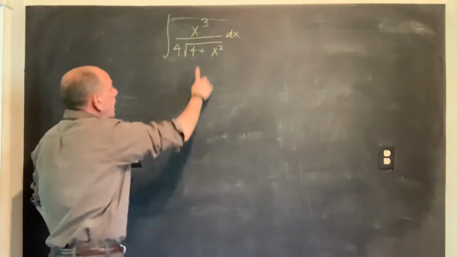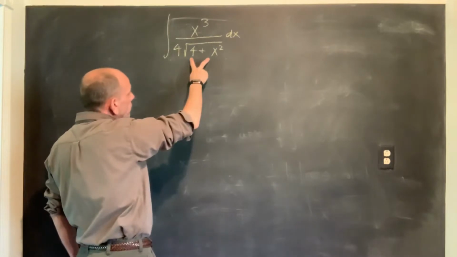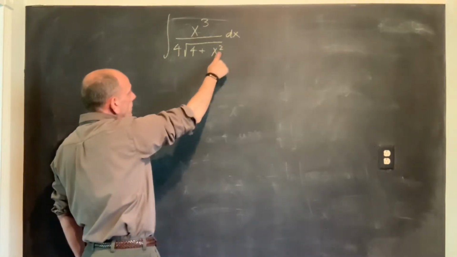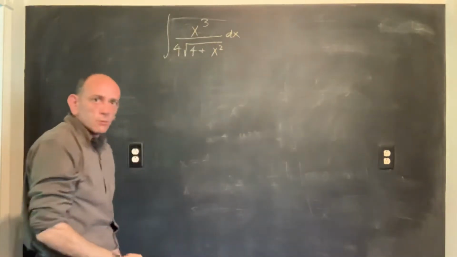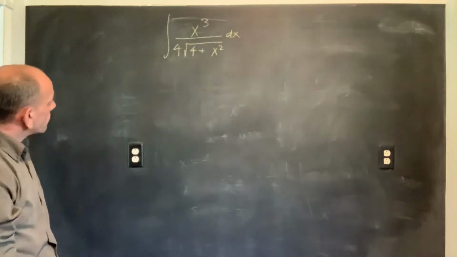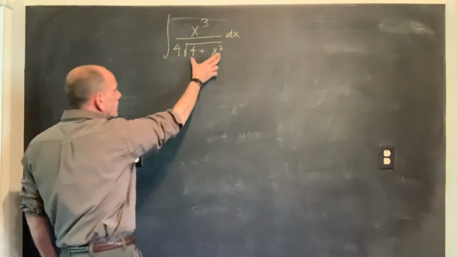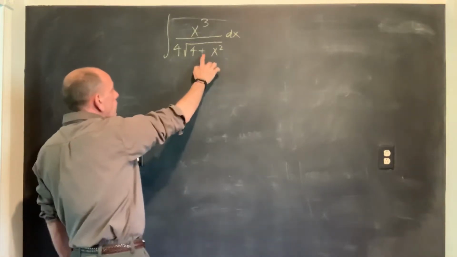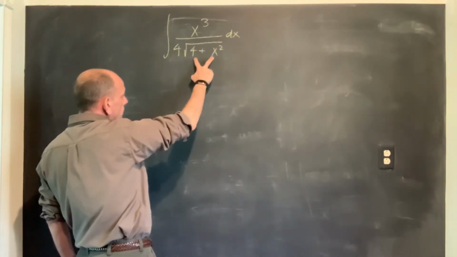Okay, I look at this and I go, okay, can I u sub? Well, my du is going to be 2x. I've got x cubed. That's too much. So that's not going to work, unfortunately. So I'm stuck with this root down here. I'm looking at the structure. It's the sum of two squares.